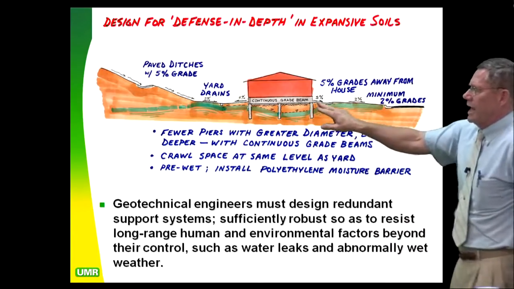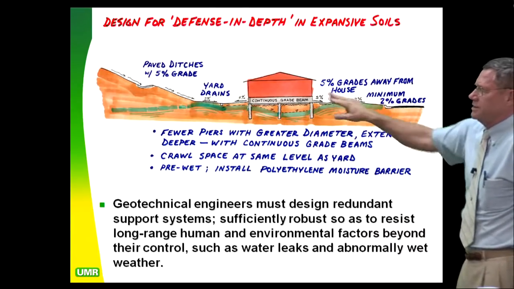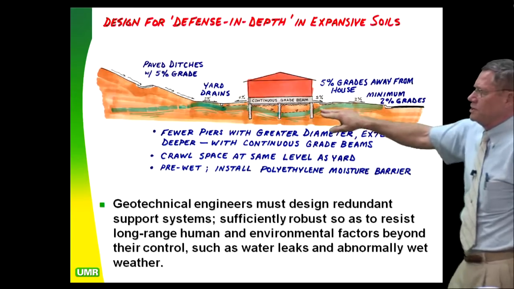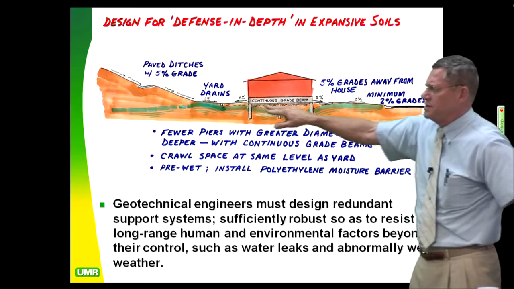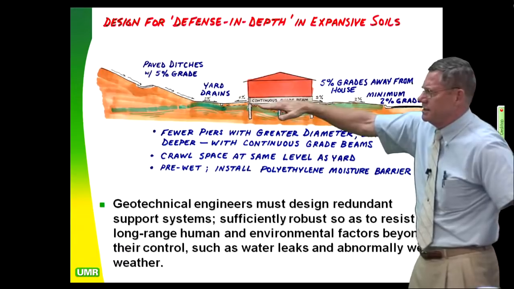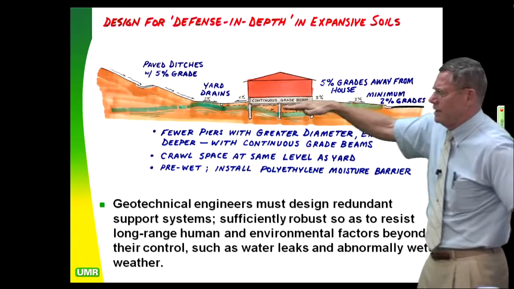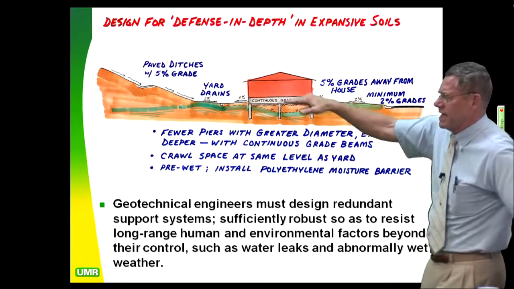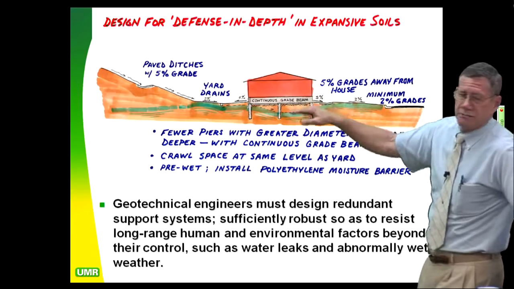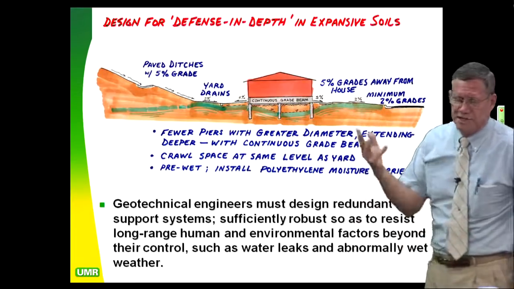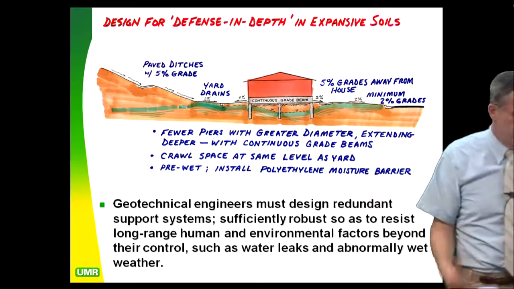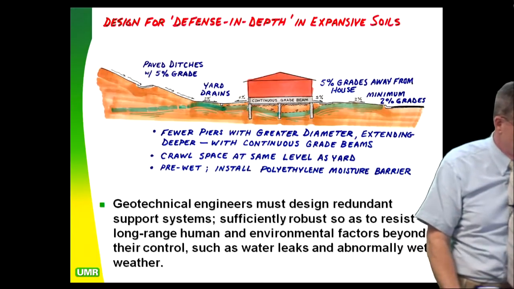So you want to watch all your grades. You can put in a polyethylene moisture barrier beneath the house. Once you get this stabilized here, you want to put something in there to stabilize that soil moisture so this can't dry out too much. Now that's not hard to do. A piece of plastic sheeting will do that. 10 mil polyethylene vapor barrier.